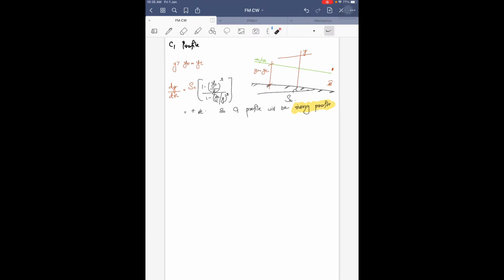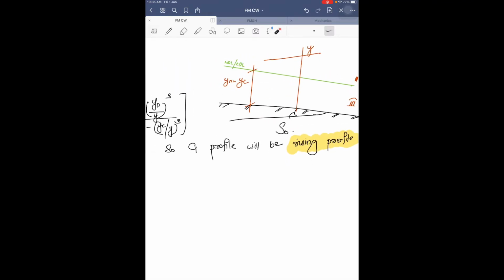Now let us see. This drawing is correct, no issues. We don't have to redraw. We have already drawn it as a rising profile. Now we shall see the upstream and downstream characteristics.